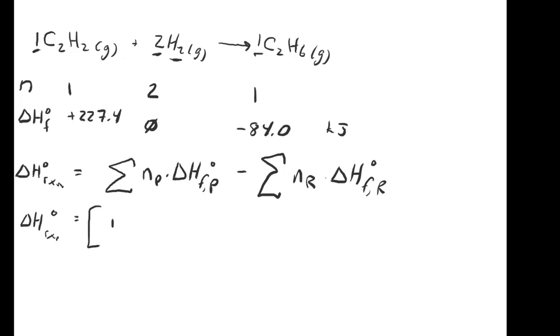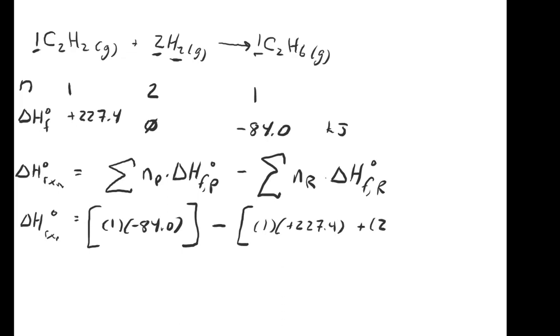So 1 times negative 84. There's only one product, so we just have to add that one. That one's done. The reactants, there's 2 of them. So 1 times positive, I'm going to put a positive in there because sometimes they're positive, sometimes they're negative, 227.4. And then again, you can look up hydrogen and you'll find that it's 0. Products minus reactants. In a way, this is pretty easy because you're just going to have 1 times minus 84, and then minus, this is 0, so you don't have to worry about that, so minus 227.4.